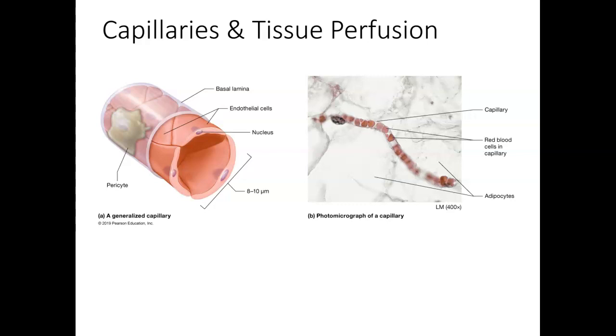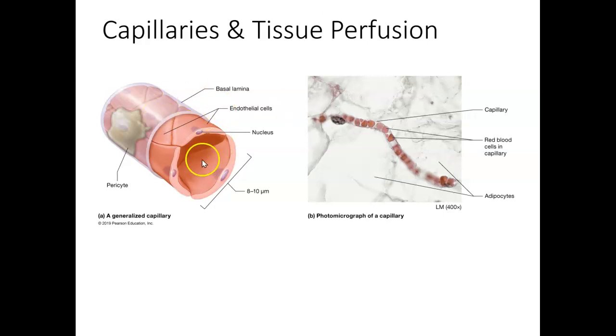Hello. In this lecture, we are going to circle back to capillaries and look at capillaries and tissue perfusion, and come back to looking at those pressures we talked about previously. Now, we know that capillaries are the most numerous of all the blood vessels. There's approximately 60,000 miles of capillaries, and we know that they connect arterioles to venules.